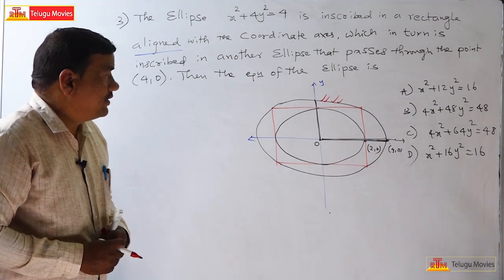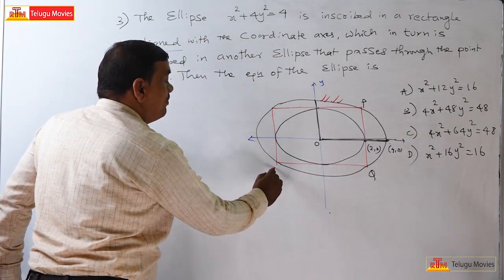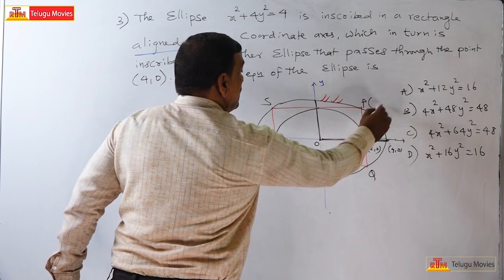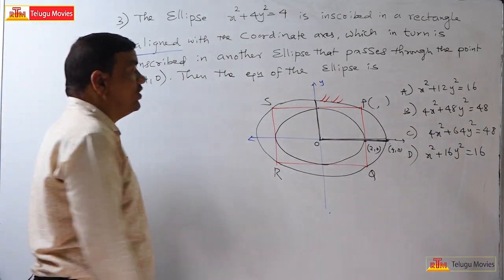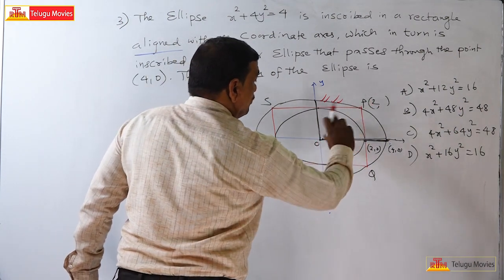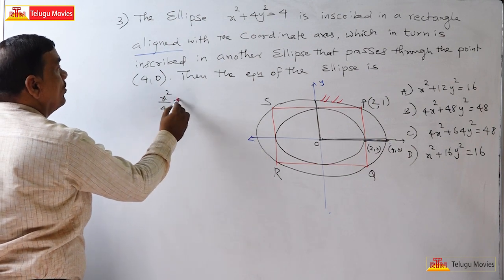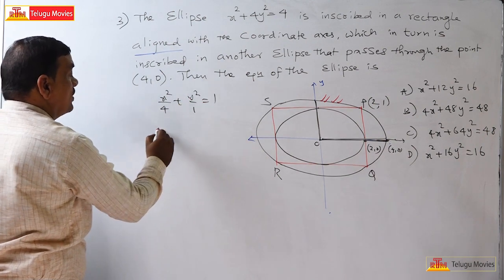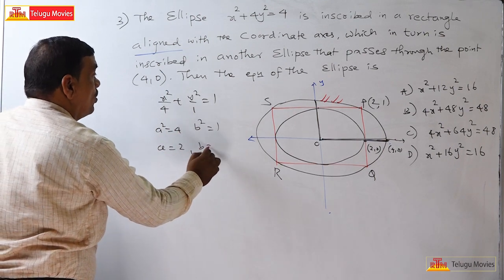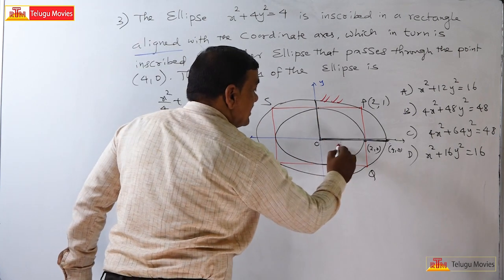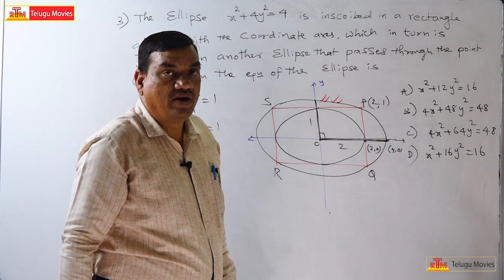Okay. So welcome back to this problem. So here let the rectangle be PQRS. We can find out the coordinates of P. How can we find out? The x coordinate is 2, the y coordinate is 1. How can you say that? Already see here, x square by 4 plus y square by 1 is equal to 1. So here a square is equal to 4, b square is equal to 1, a is equal to 2, b is equal to 1. So that means this length is 2 and this length is 1. Therefore the point P is 2 comma 1.